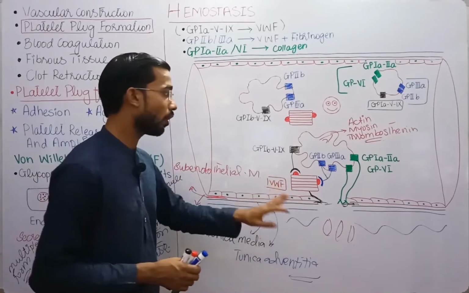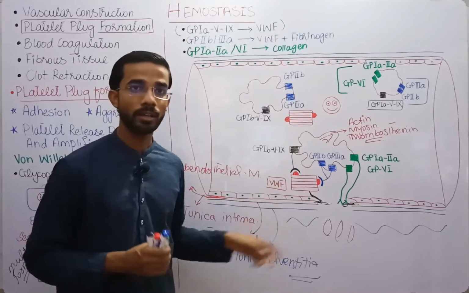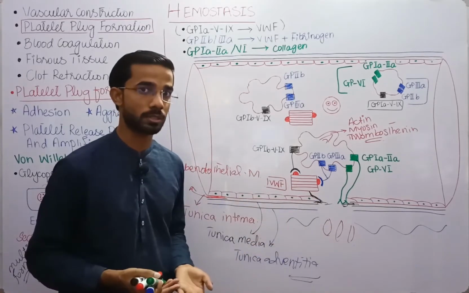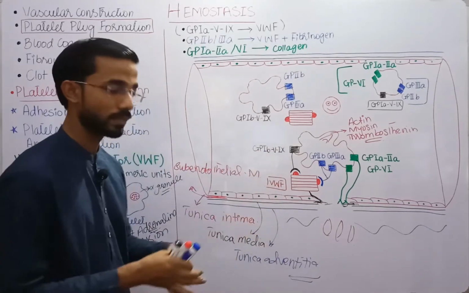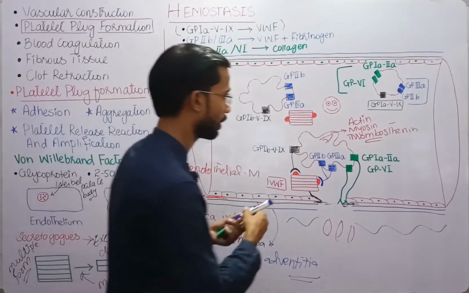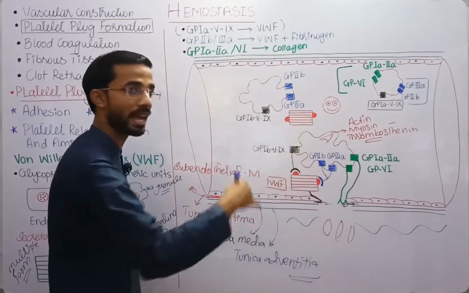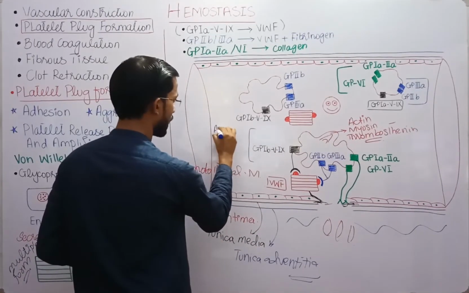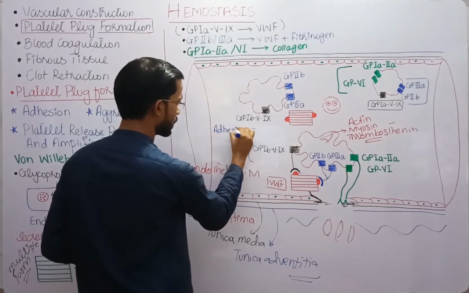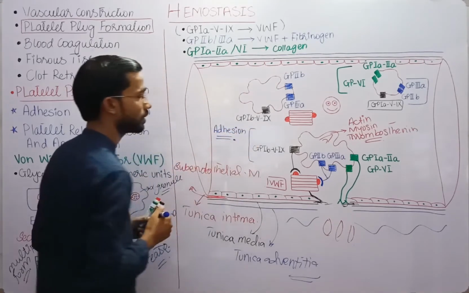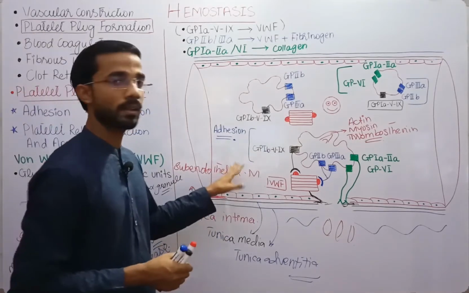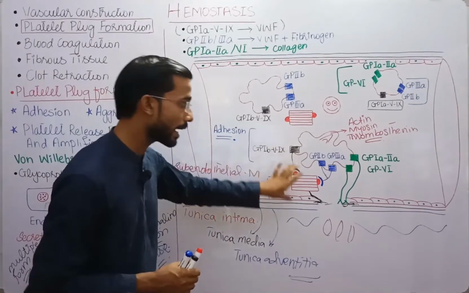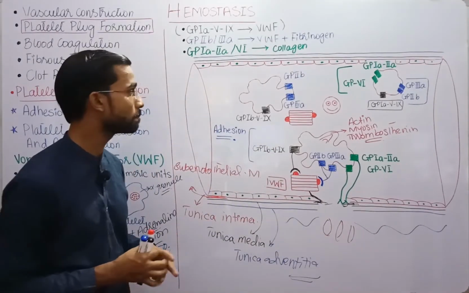In normal situation, von Willebrand factor doesn't attach with the endothelium. It just attach if the collagen is exposed, right? This formation is called adhesion, right? This whole process which I have just told you is the adhesion process which occurs in the platelet plug formation, because platelets just attach to the membrane, right?